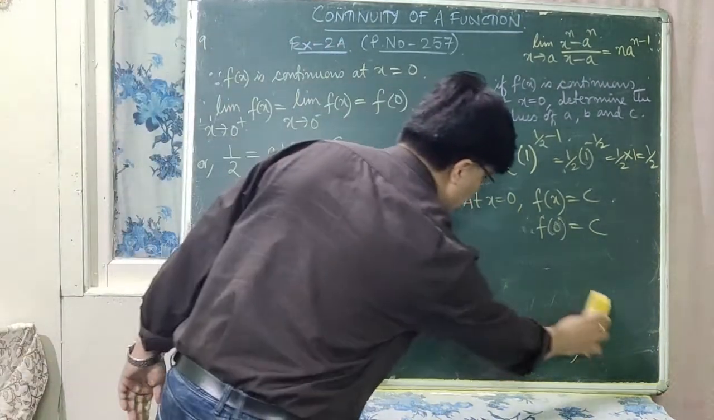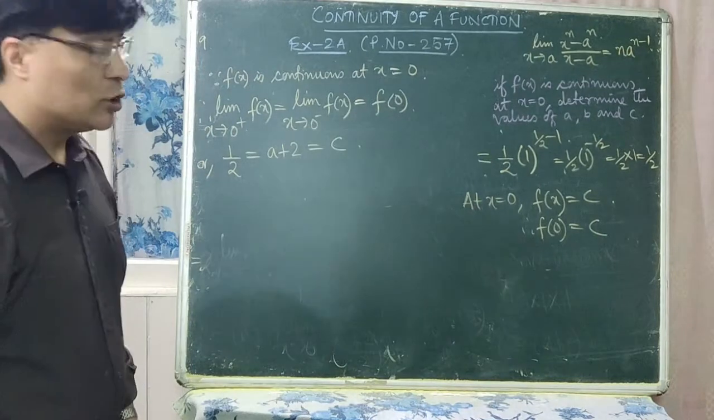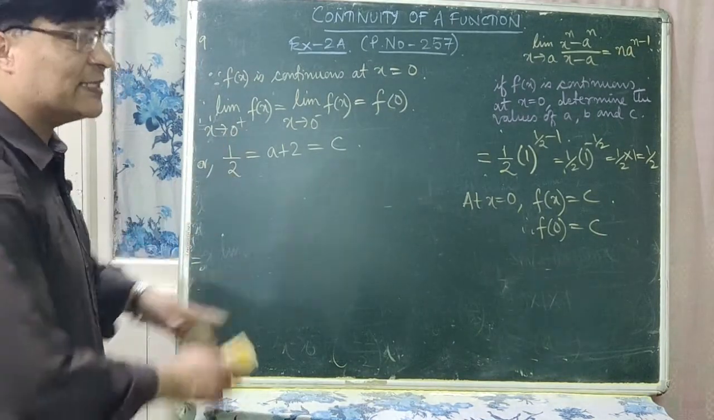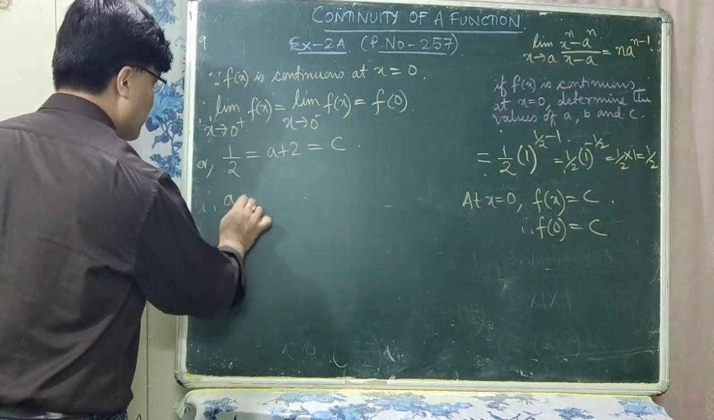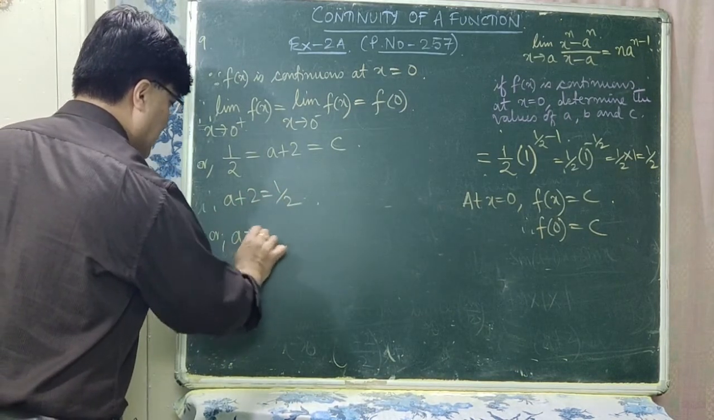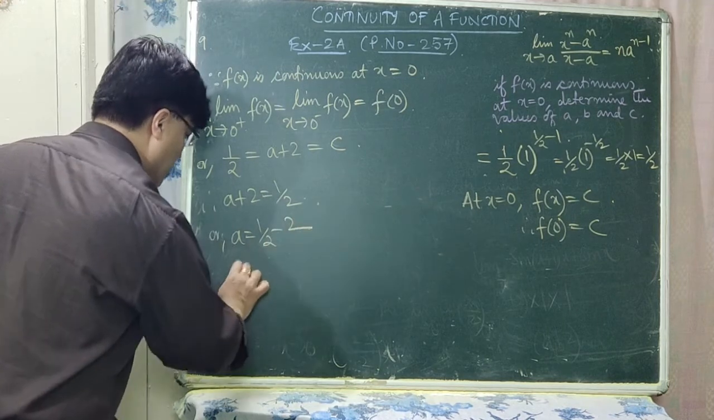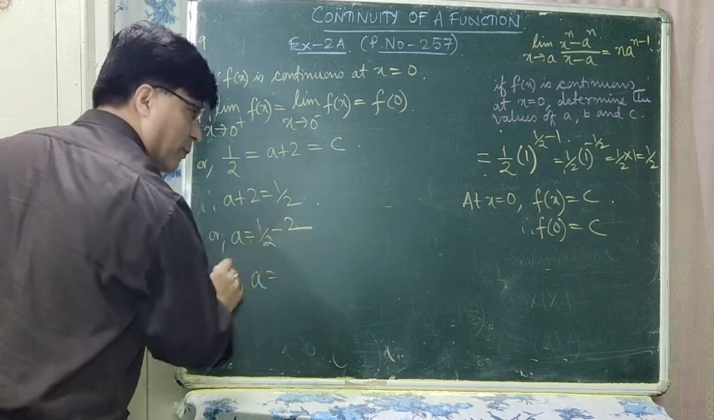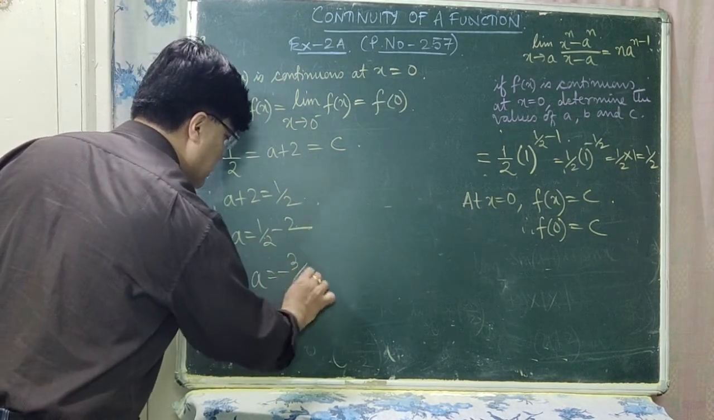Is that clear? Now you have to get the values of a, b and c. So equating first and second, if you equate first and second, a plus 2 is equal to half, you can get the value of a. A is equal to half minus 2, or a is equal to, 2 2s are 4, minus 4 plus 1 is minus 3 by 2.